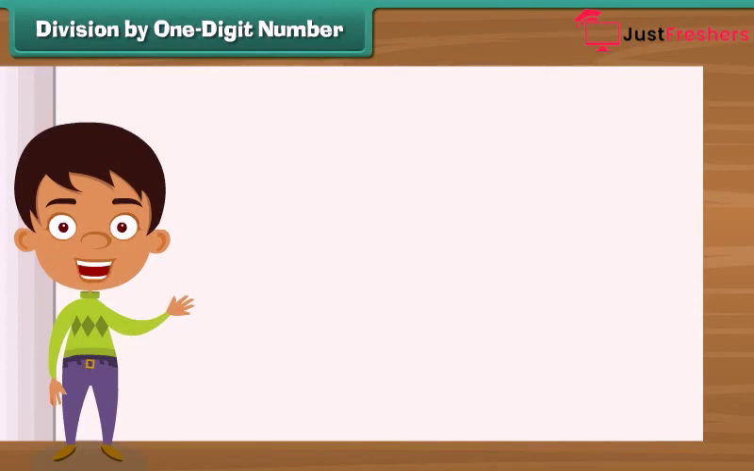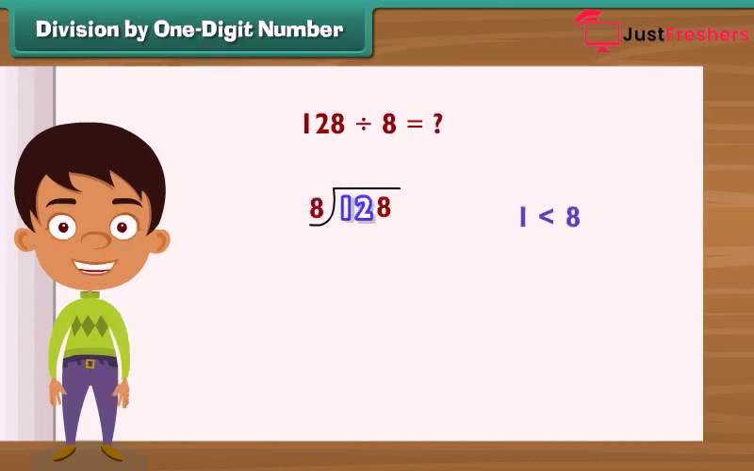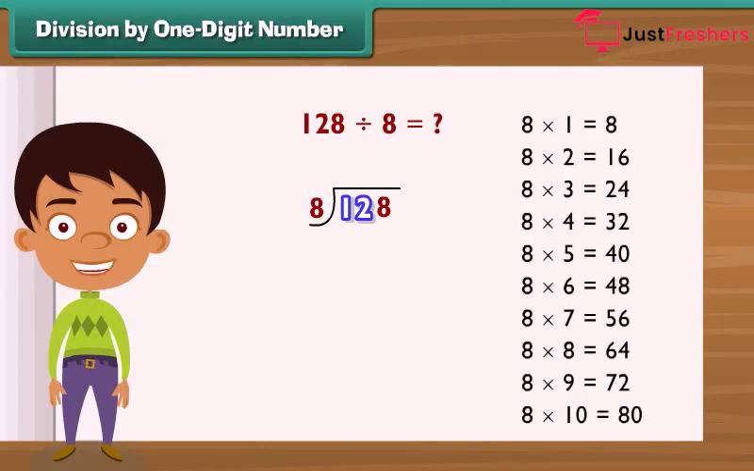Division by one-digit number. Let us now divide 128 by 8. Since 1 is less than 8, we will divide 12 by 8. Recall 8's table. 8 ones are 8. 8 twos are 16. 16 is greater than 12, so we use 8 ones are 8. Write 1 above 128. Subtract 8 from 12. Write the answer as 4.